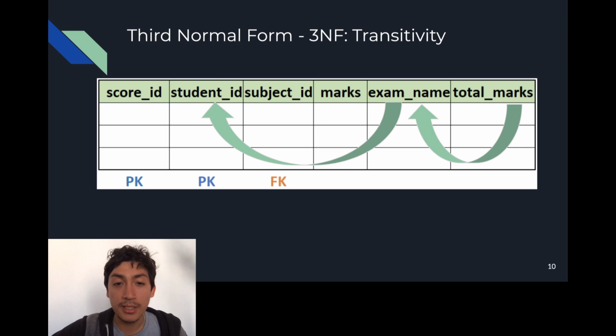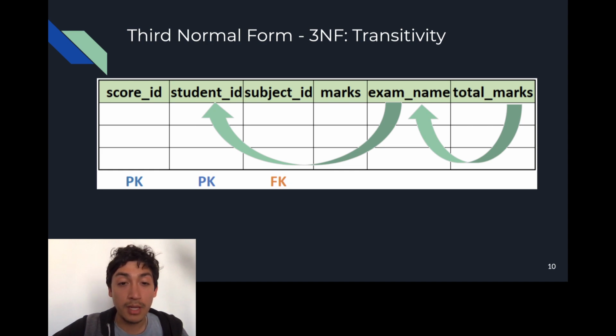So, what is a transitive relation? A transitive relation is when the dependency relations are not direct. For example, in the table, subject ID directly depends on the primary key. Marks directly depends on the primary key. Exam name directly depends on the primary key. But total mark doesn't. Why? Because total marks directly depends on exam name.